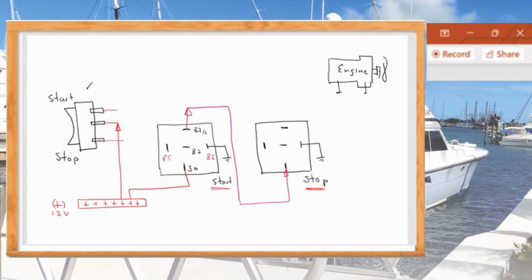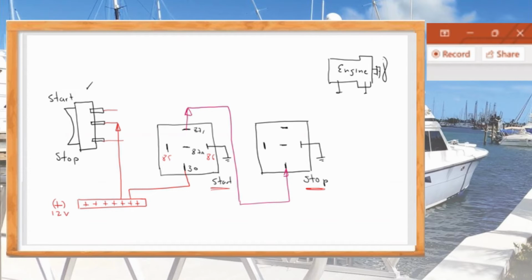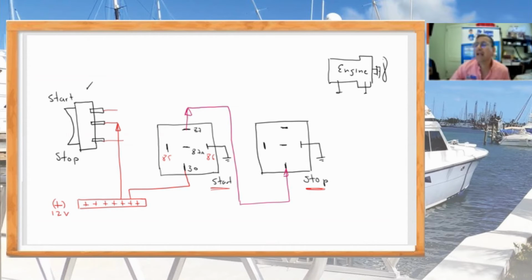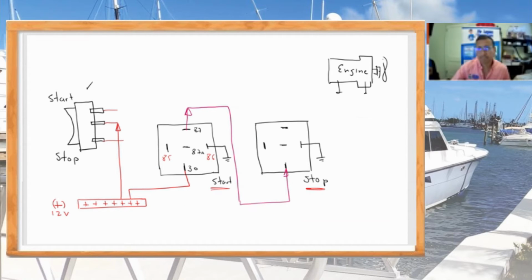I thought the 87A was the center terminal. Yeah, 87A is the center terminal. Excuse me, I did that only to verify if you pay attention. Between 30 and 87, the connection is normally open. And between 30 and the middle one, it is normally closed.